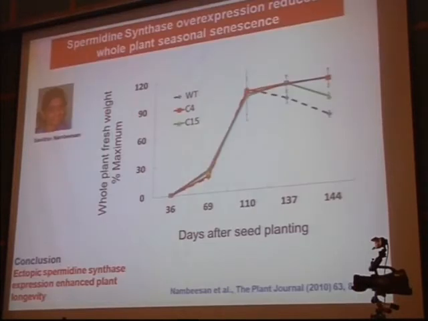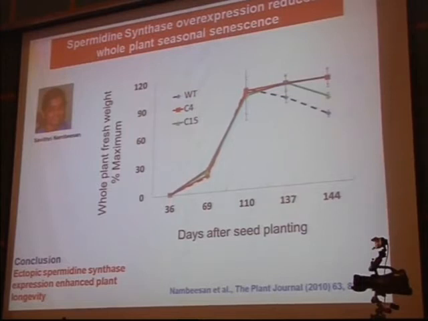Another aspect, we looked at seasonal senescence of plants. What we find is that this shows different days after seed planting. This is wild type. Wild type begins senescence after 110 days in the field, whereas transgenic plants do not show much senescence and they maintain the vegetative weight. That's showing that you can extend the season for a longer time if you have polyamine expression there.